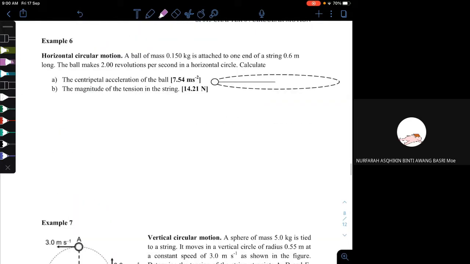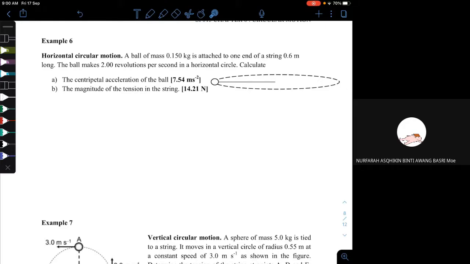Right, so let's take a look at example 6. Let's see the question. We have horizontal circular motion, which is movement in the x component. Say we put our hand here and then there is a string with a ball, and we spin it. Let's see what the question asks. A ball of mass 0.15 kg is attached to one end of a string 0.6 meter long.